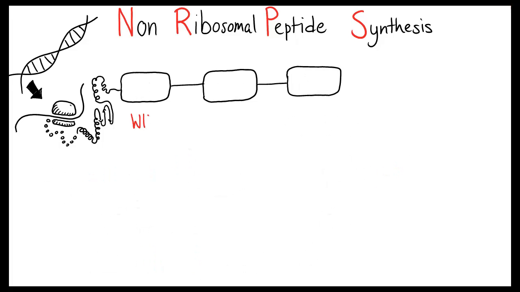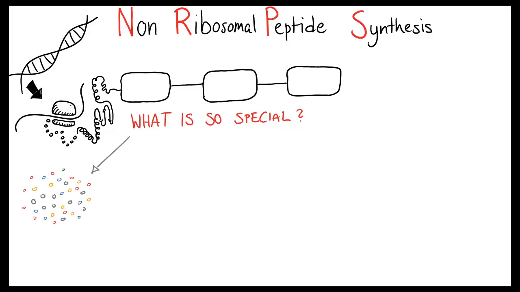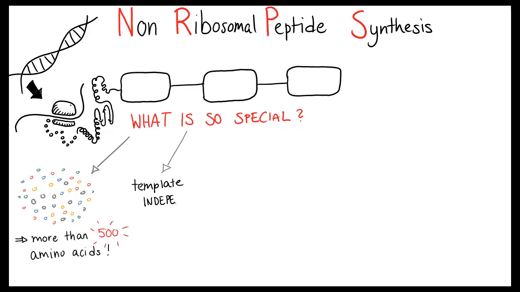But what is so special about NRPS? The ribosome has 22 amino acids to work with. NRPS has many more building blocks to choose from, more than 500 actually. The short peptides are assembled in a template-independent manner because every module has a specificity for one single amino acid.